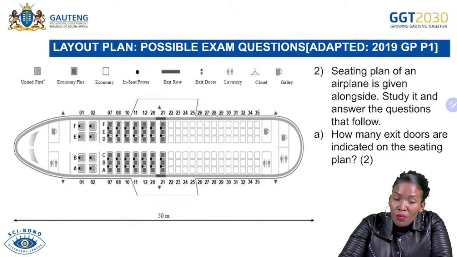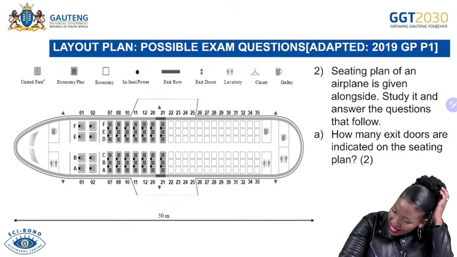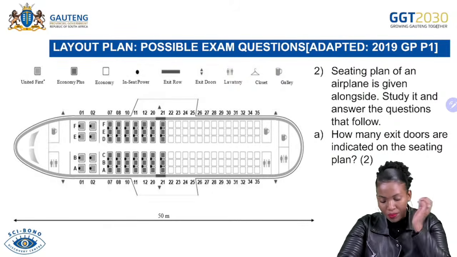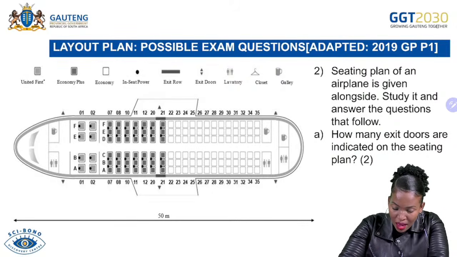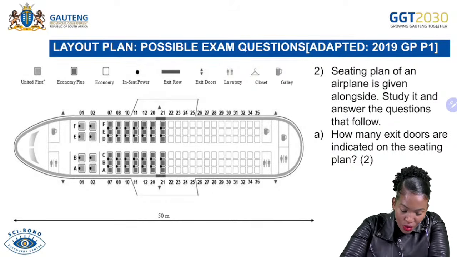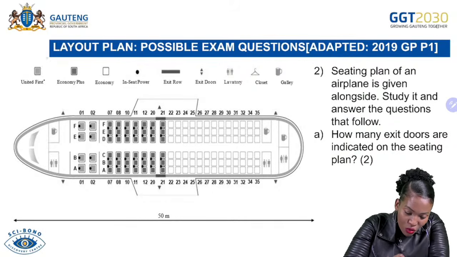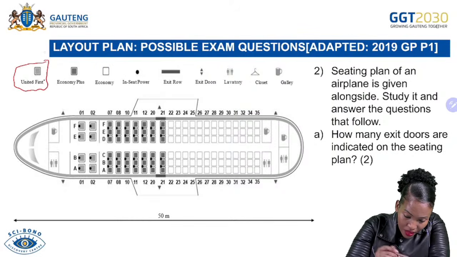This example that we are going to do now is adapted from the 2019 Gauteng Province Paper 1. A sitting plan of an airplane is given alongside. Study it and answer the questions that follow. So guys, here is an airplane. Let's study it. We've got the symbols here. The first one is the United First. If you see a seat that is very light gray, this is the United First.